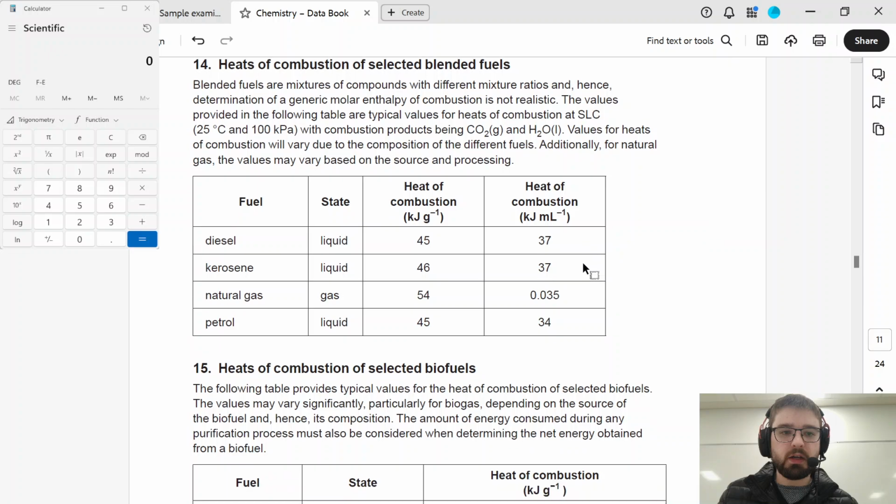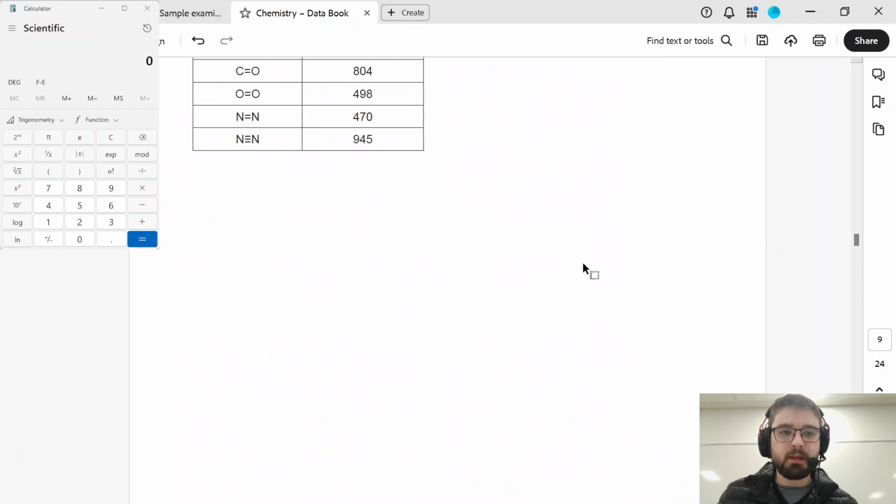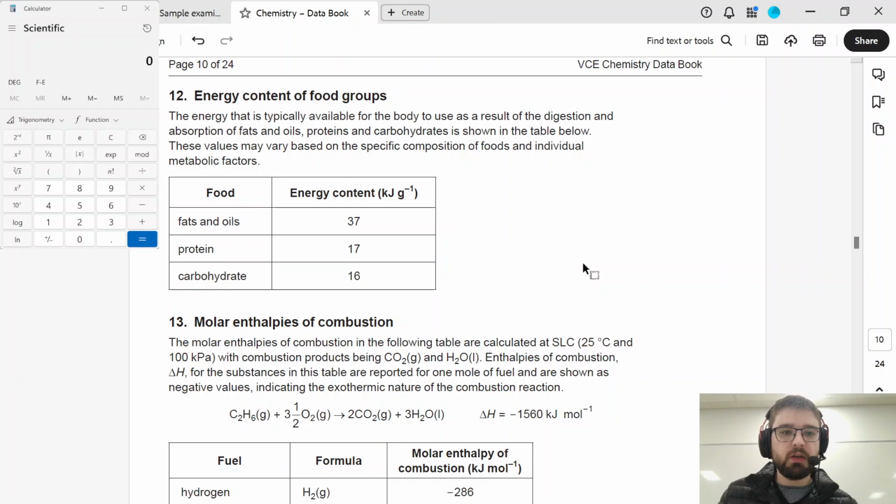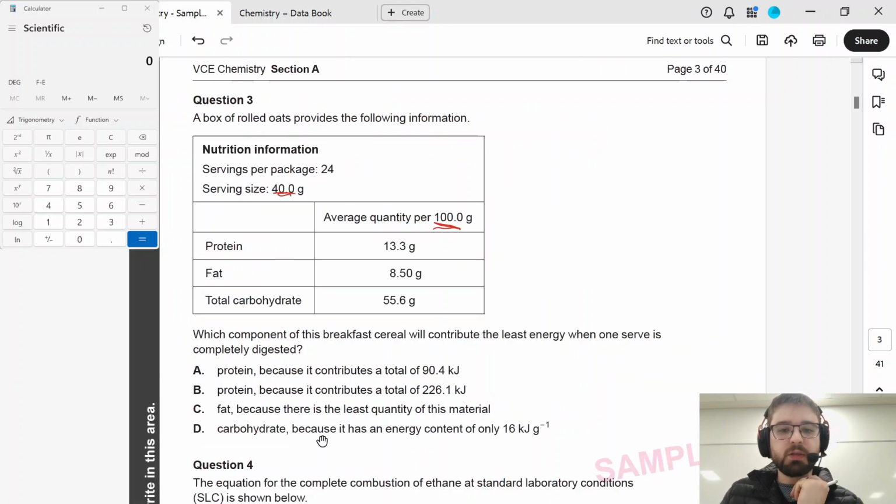Now let's find our foods. There they are. 37 for fats and oils, 17 for protein, 16 for carbohydrates. So they've got carbohydrate because it has an energy content of only 16 kilojoules per gram. It does have an energy content of 16 kilojoules per gram. Let's have a look at what we can actually do with that, whether it's the least or not.